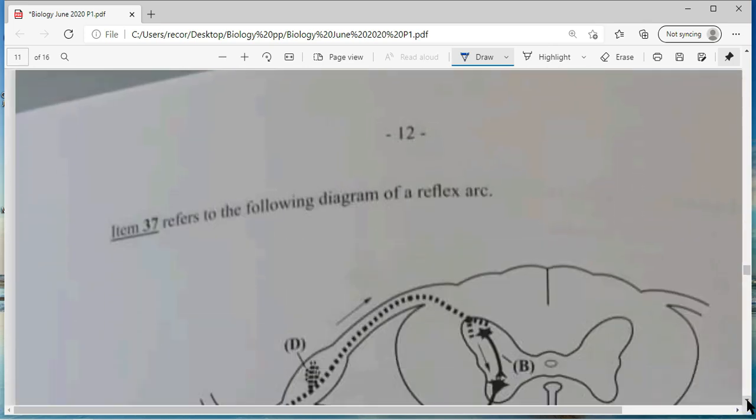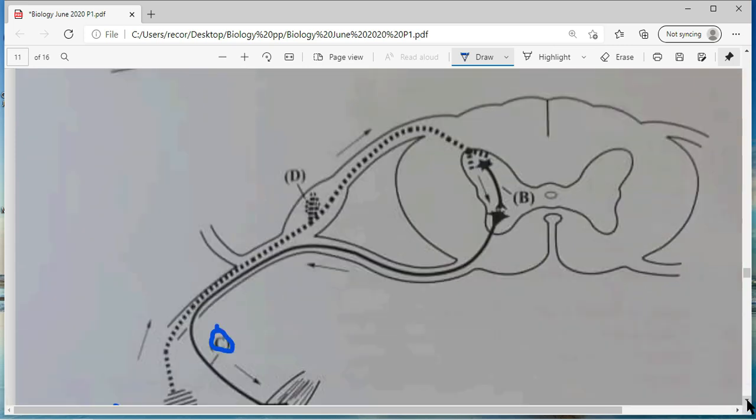Now, item 37 refers to the following diagram of a reflex arc. And of course, we want to identify the parts of this reflex arc. We're seeing the cell body there in the middle at D. So that tells us that it's a sensory neuron at D. And at B, we're seeing there the very short neuron that is, of course, called the relay, also called the intermediate or the connector neuron. A whole lot of names that it has there. And I just erase it there, and we're moving on over here to C.